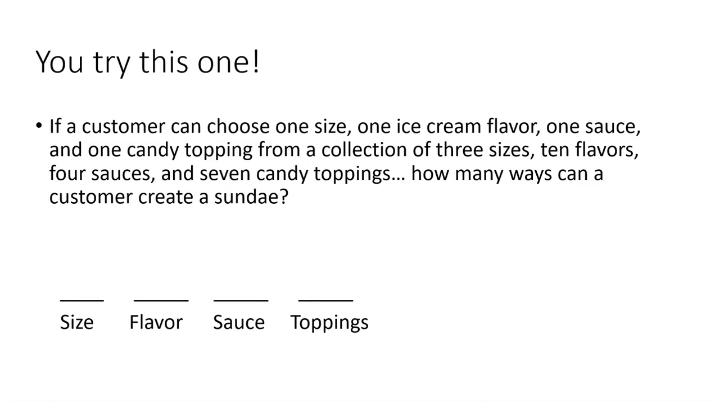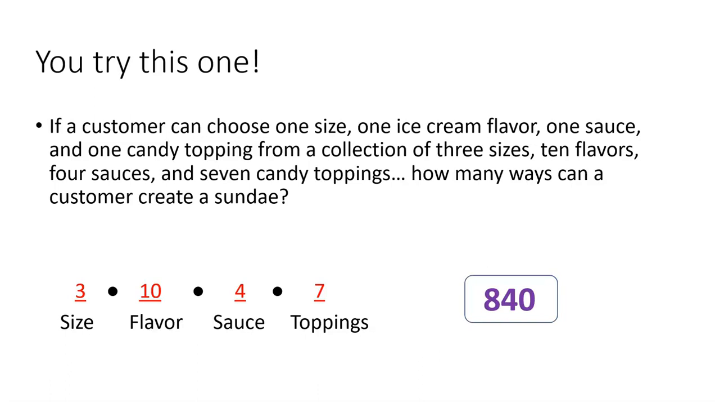Here's how you can do it. These are the 4 things from which we're going to be choosing: size, flavor, sauce, and toppings. And we're going to multiply them. One leads to another. There's 3 sizes, 10 flavors, 4 sauces, and 7 toppings. And when we multiply all those, there's 840 ways. With 365 days in a year, it would take you over 2 years to get every kind of sundae there is.